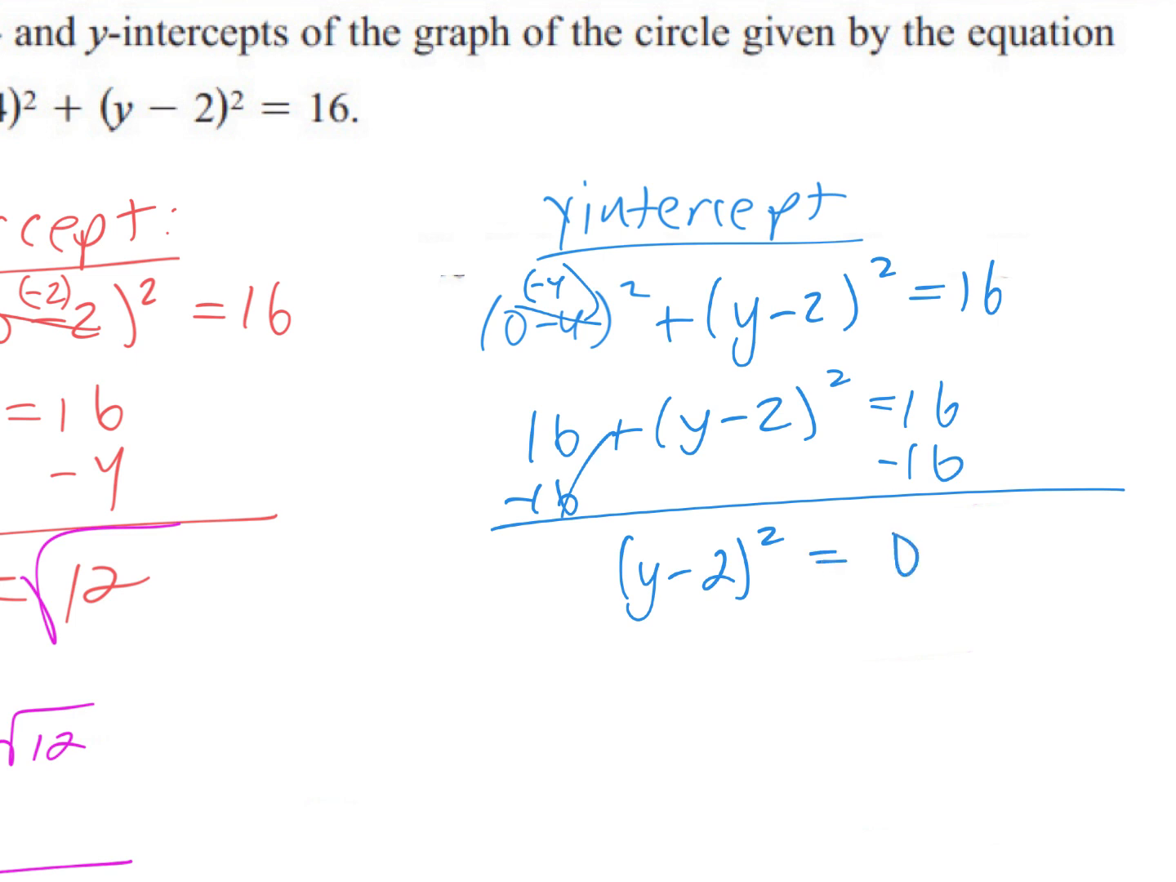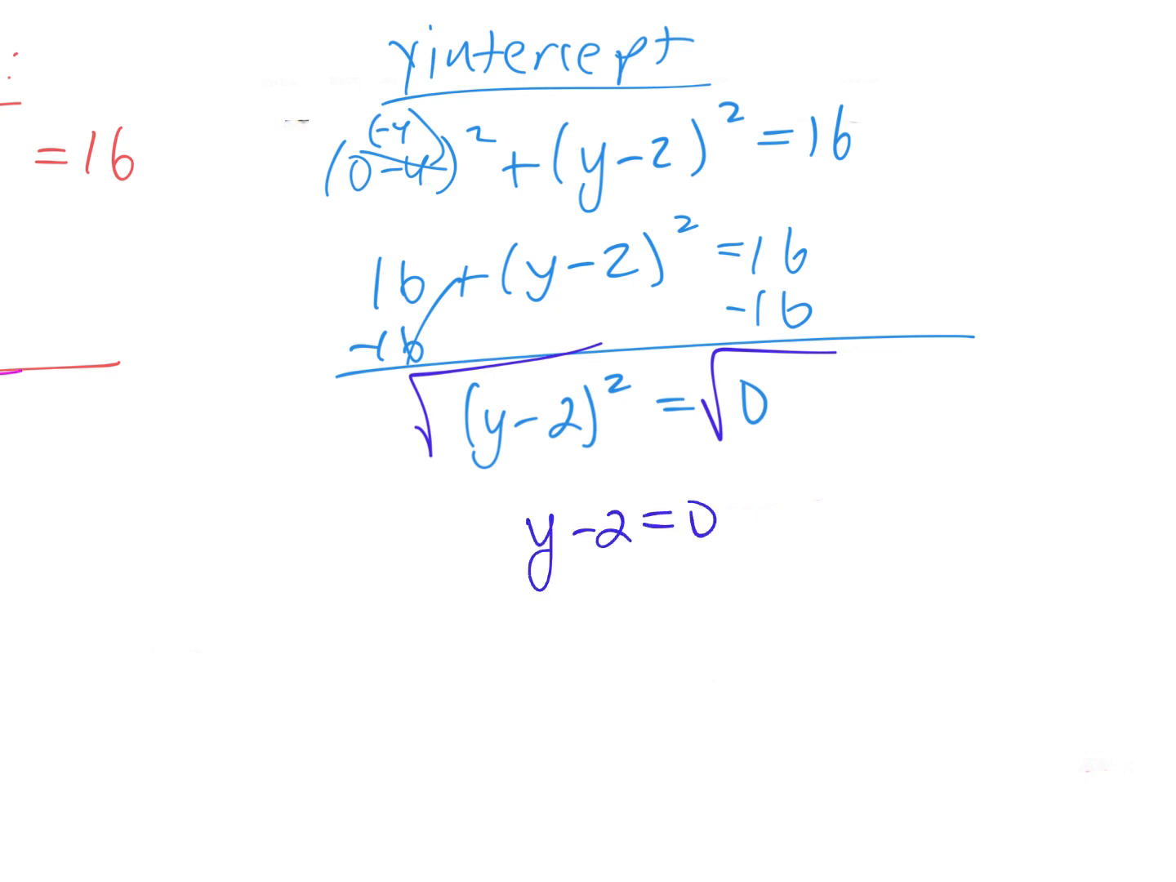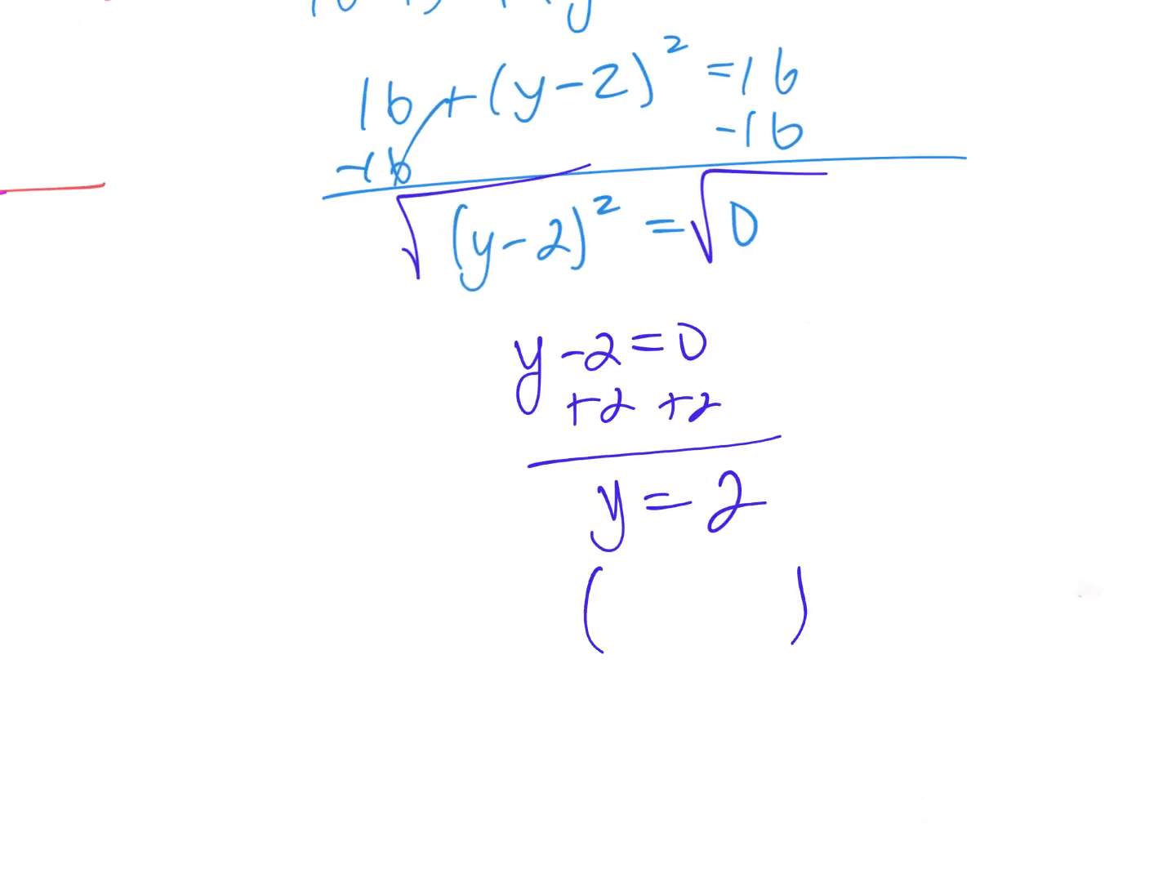What do you do? Take the square root. Is there such a thing as plus or minus 0? No, so you just have y minus 2 equals 0. Now what? Add 2 to both sides, so y equals what? 2. How would you write that as an intercept?